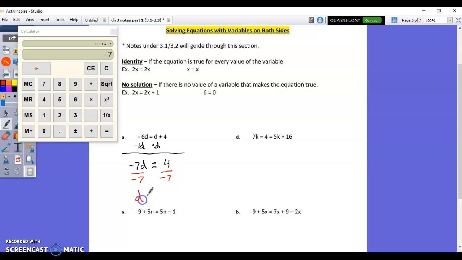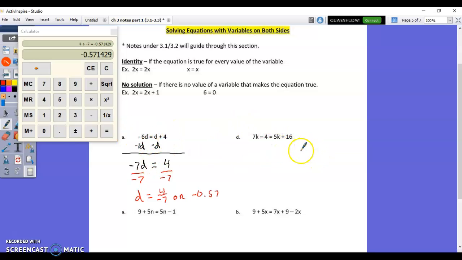So my answer is d equals, now you can leave this as 4 over negative 7. You can leave it as a fraction, or if you want to change it to a decimal, you can. So 4 divided by negative 7 gives me negative 0.57. I'll round that to the hundredths. So that's one example, when we have a d on either side, or a variable on either side.